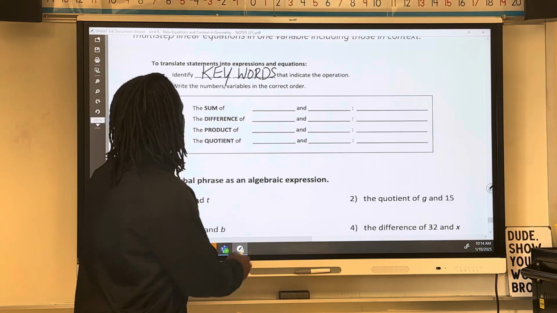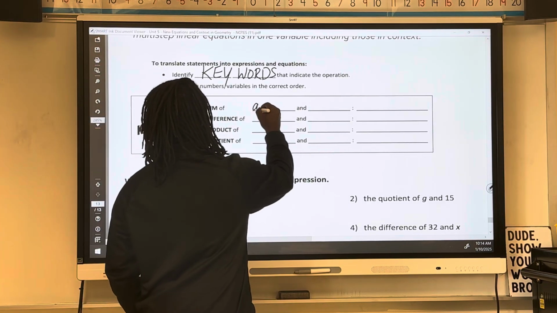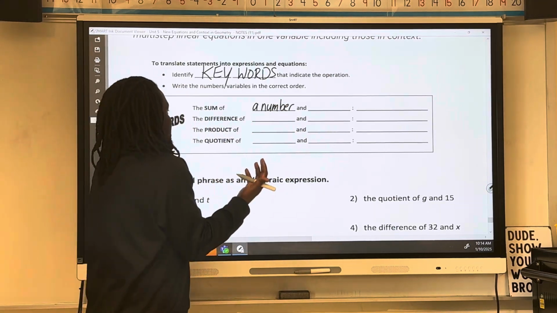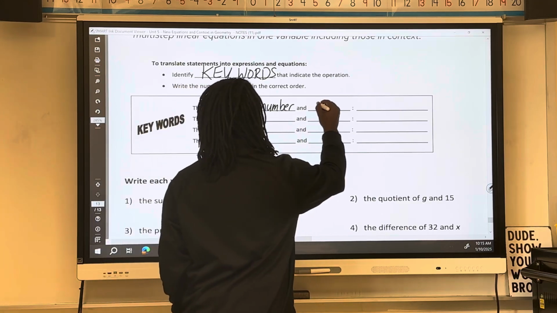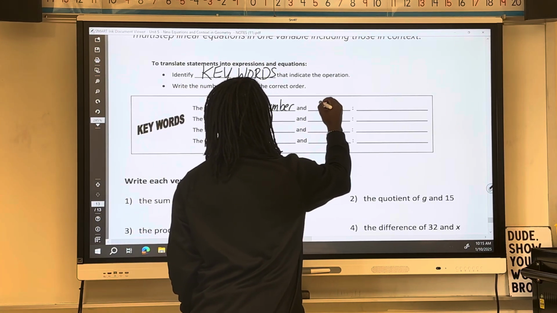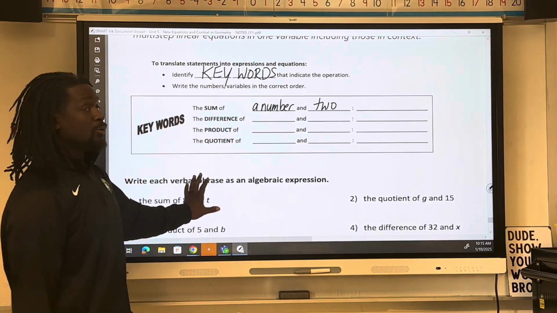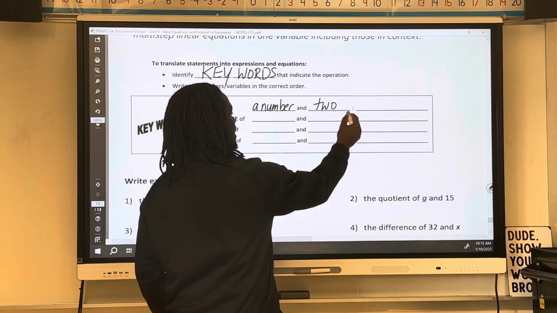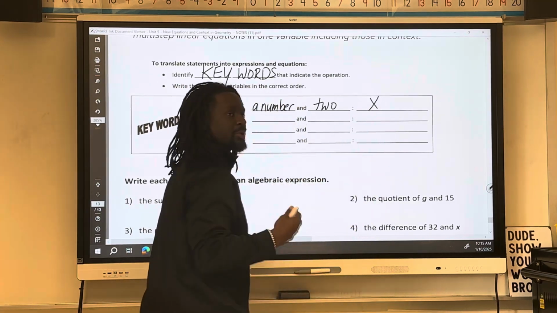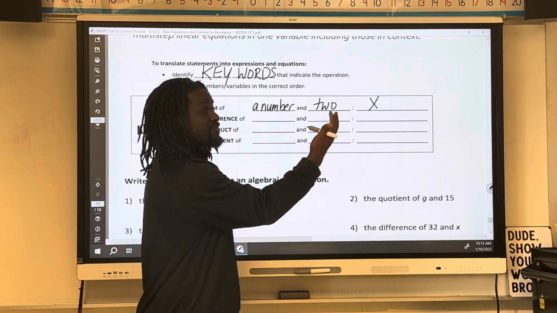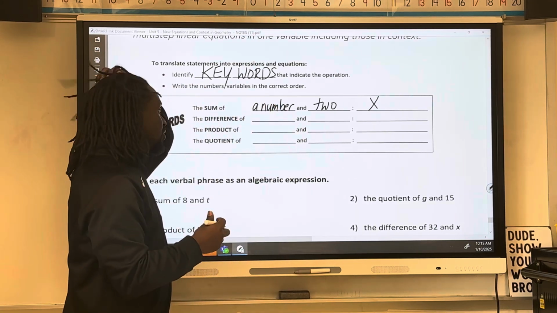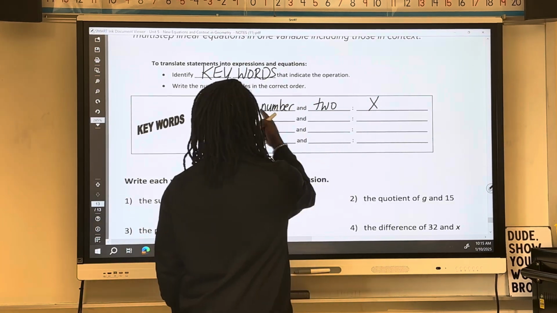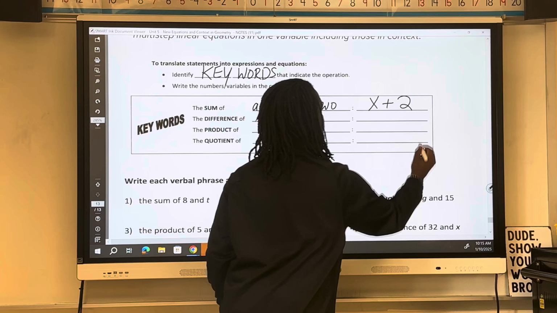So when you are finding the sum of a number and 2, whenever I have a number I don't know, I'm just going to write a variable. I'm going to use the letter X here. I could have used any other letter, but X is the most common variable. So the sum of a number and 2 would be X plus 2.